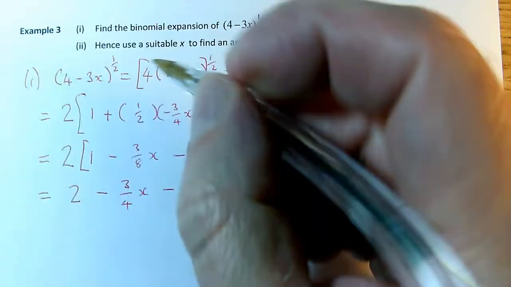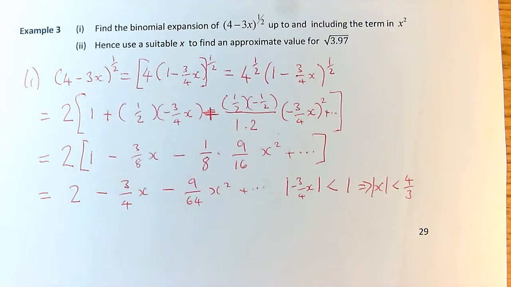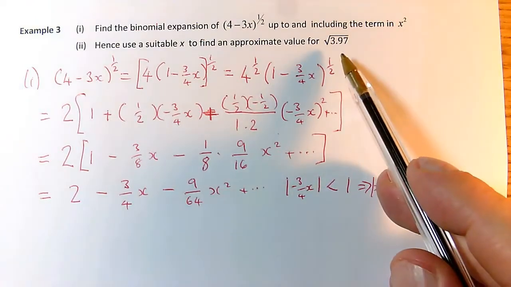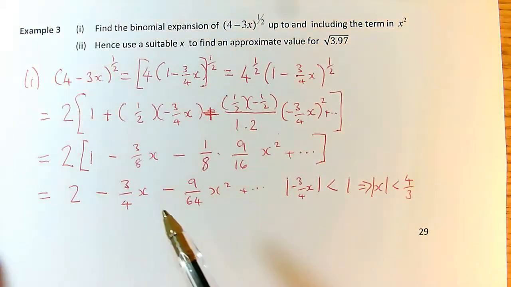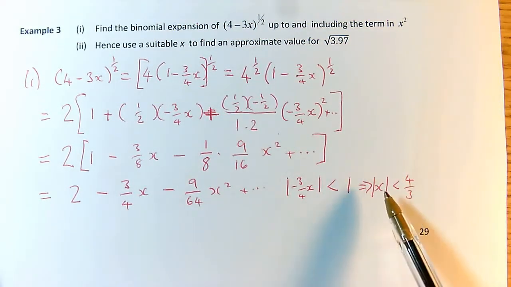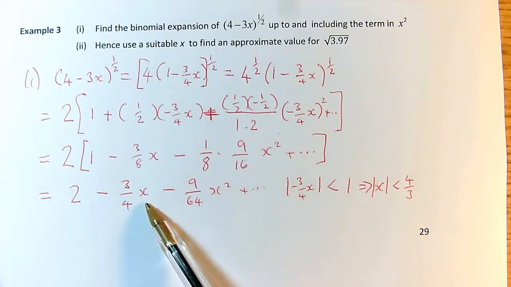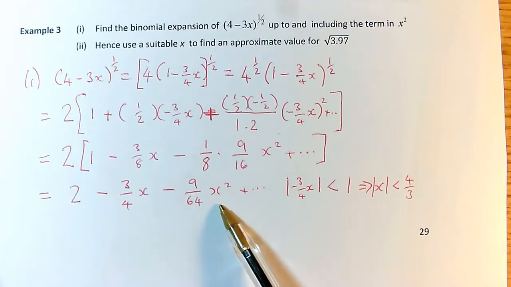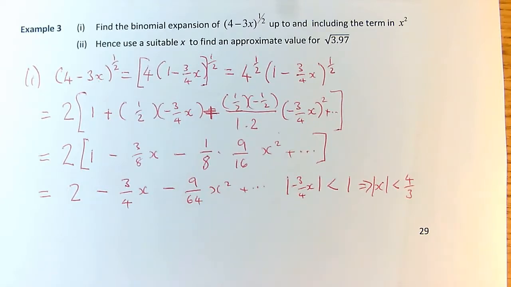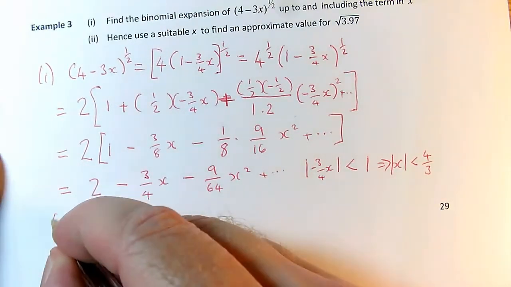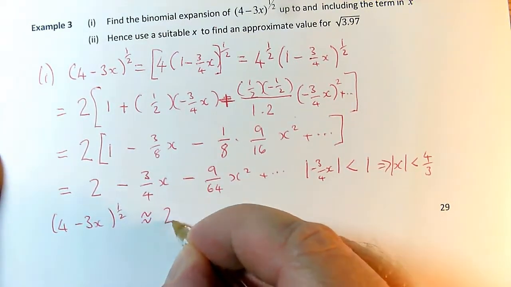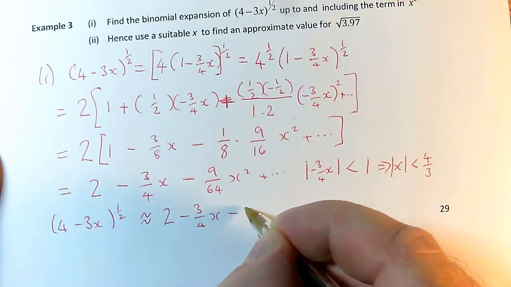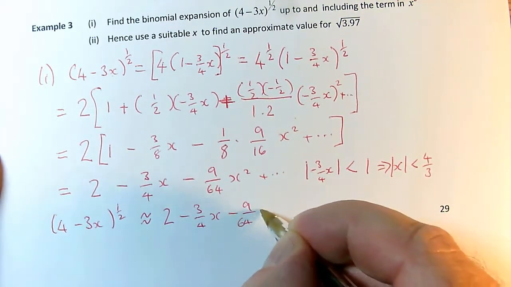Part 1 was finding the expansion, but part 2 says, hence use a suitable x to find an approximate value for the square root of 3.97. Well, the point is that if x is inside this range of validity, if x is small, then x squared is going to be very small, x cubed and higher powers are going to be smaller than that. So what we can actually say is that 4 minus 3x to the power of a half is approximately equal to 2 minus 3/4 x minus 9/64 x squared.